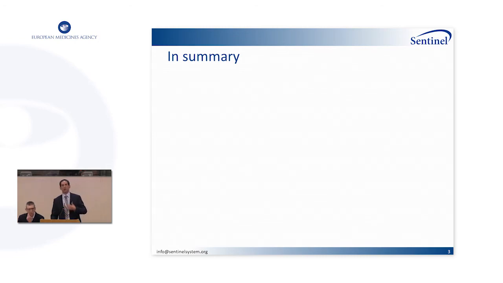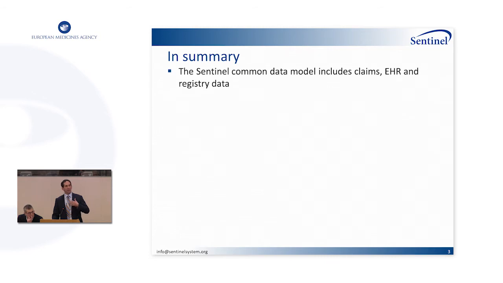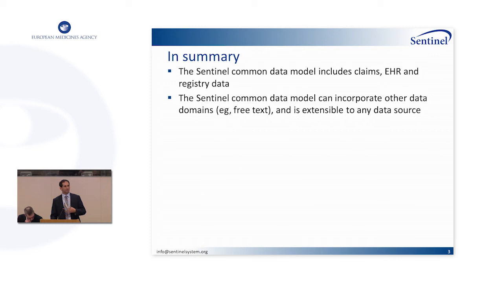But I'm going to start with really the summary. The model includes claims data, EHR data, and registry data. The biggest portion of the model are US commercial claims, but we also have incorporated EHR and other data into the model. It can incorporate data from other domains if it's there.